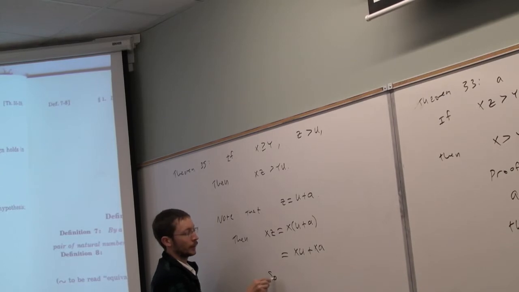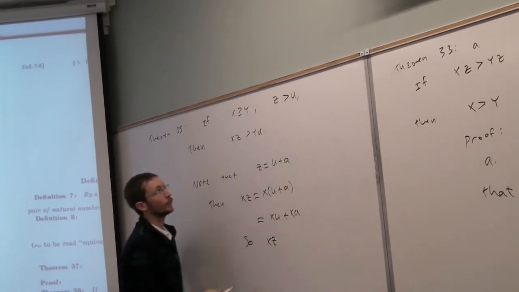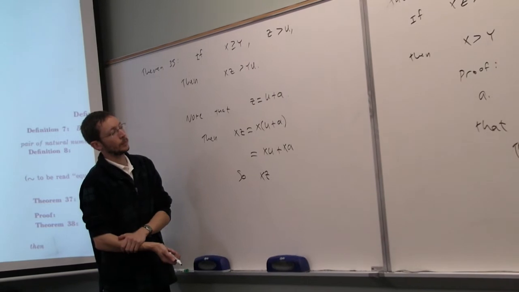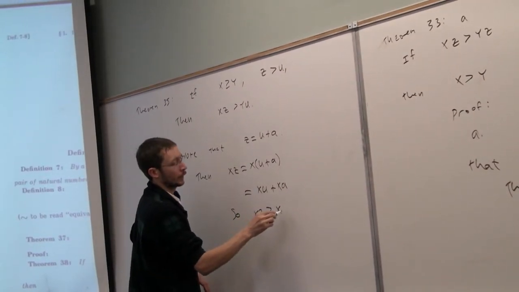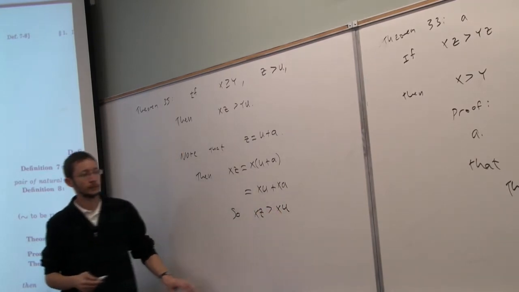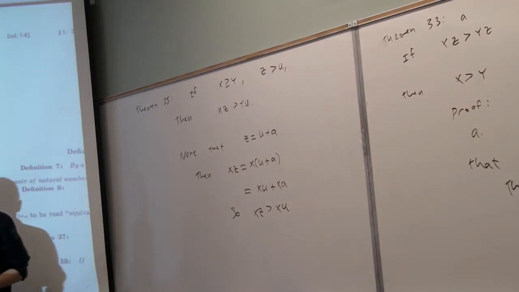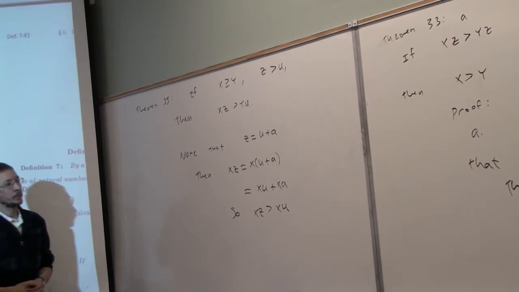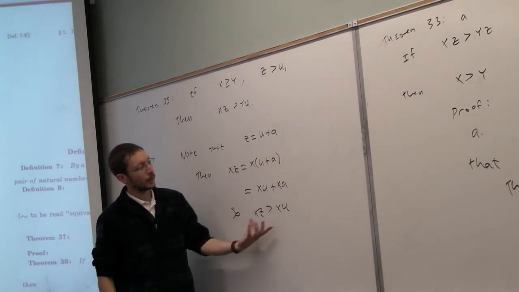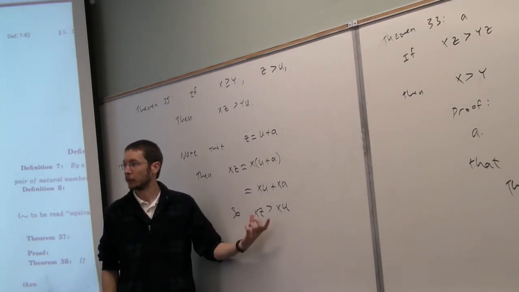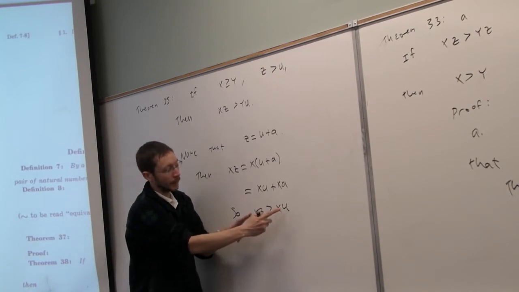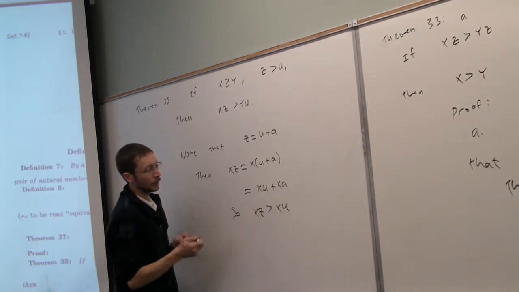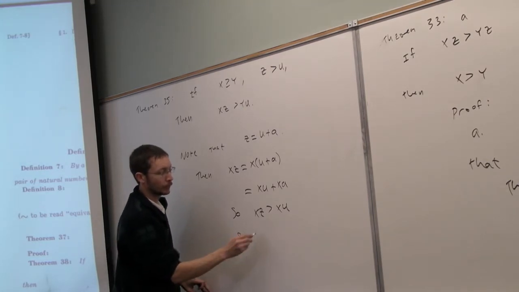And so what that says is that xz is going to be greater than xu. But we have an earlier theorem that says if you have the same number on each side of an inequality, then that guarantees that that same inequality holds for the other two numbers. So z and u have this relationship.